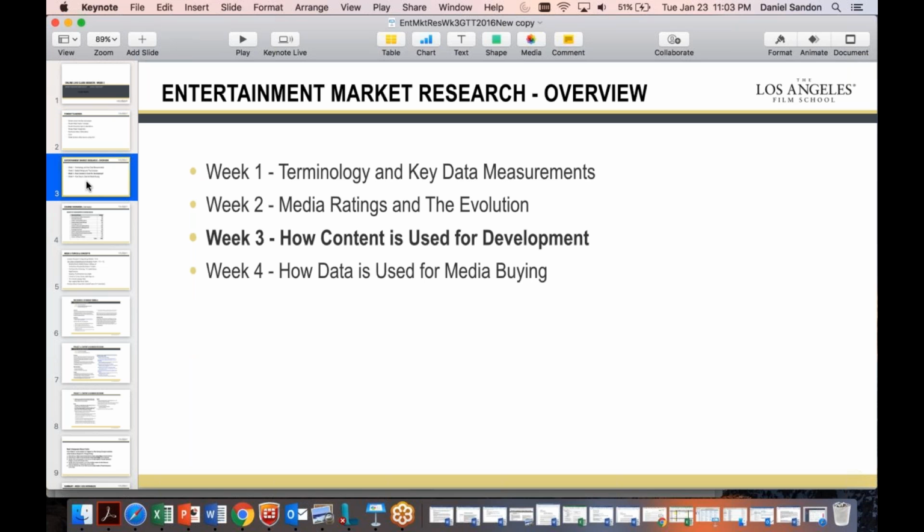All right, so here's the overview of our course. As you know, weeks 1 and 2 are behind us now. We're halfway done with the course, and week 3 is before us. And week 3 is about how content is used for development. And here's what we mean by that.